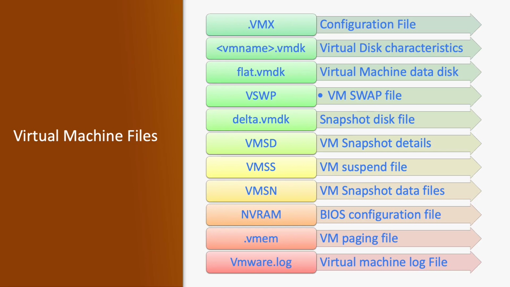Virtual machine files. Virtual machine is a combination of multiple files which includes VMX, VMDK, vSwap, delta.vmdk, VMSD, VMSS, VMSN, NVRAM, .vmx and vmware.log. So these all files contain and create a virtual machine.